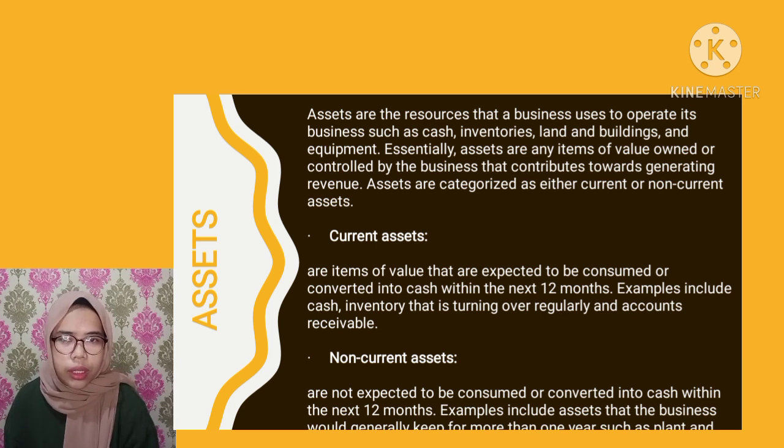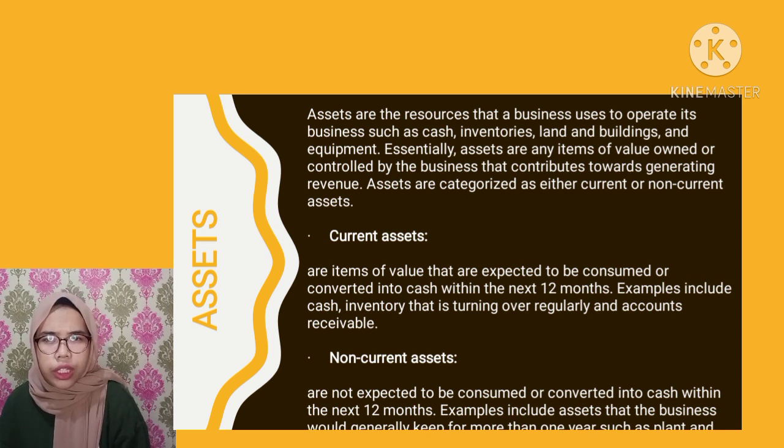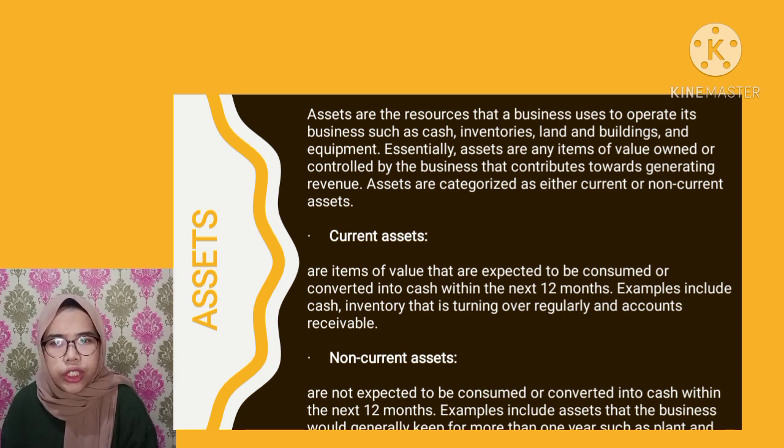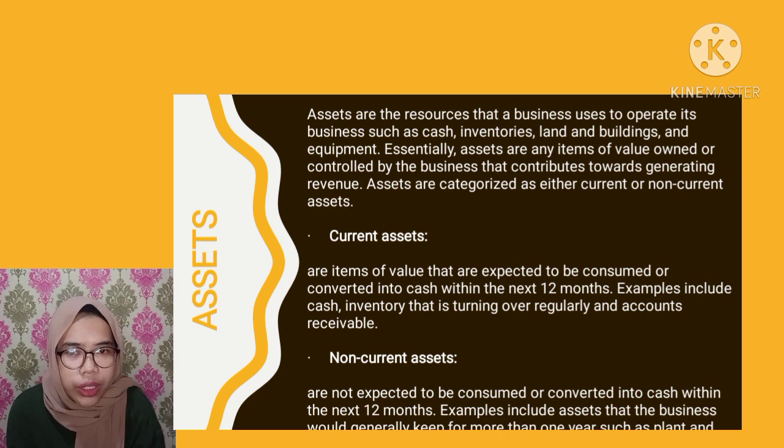Non-current assets are not expected to be consumed or converted into cash within the next 12 months. Examples include assets that the business would generally keep for more than 1 year, such as land and equipment, cars, and buildings.